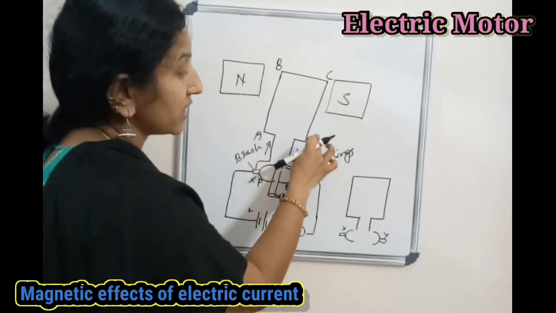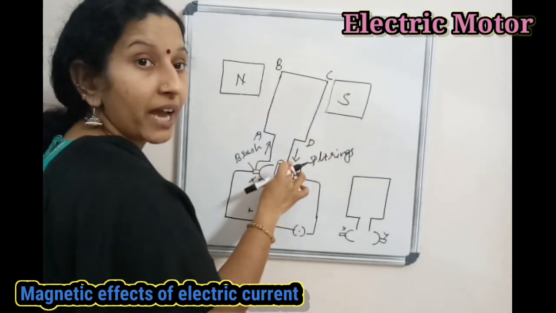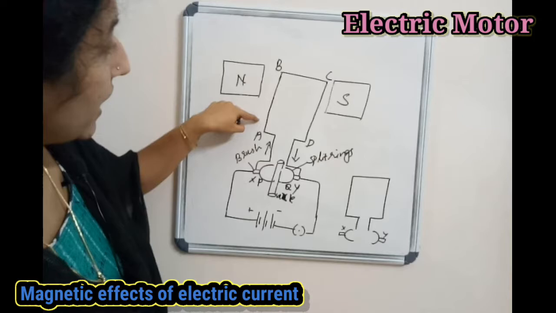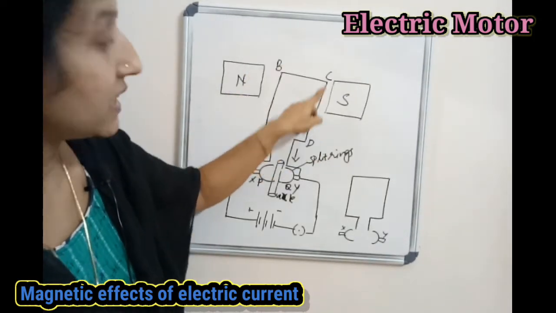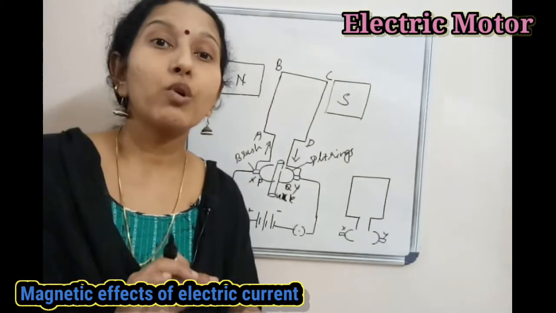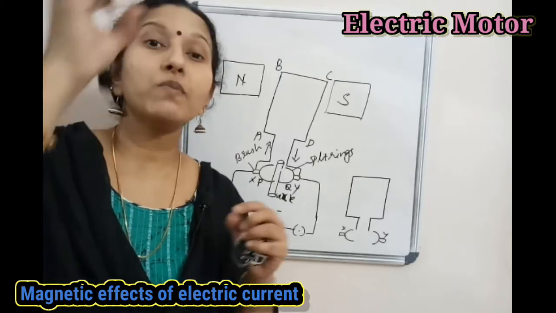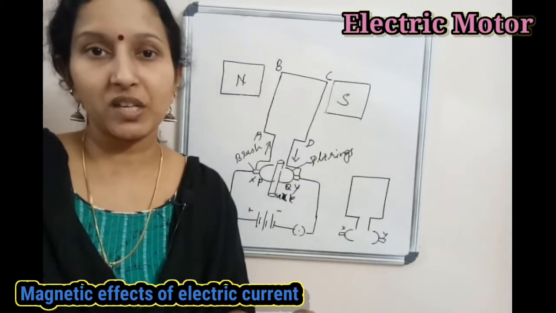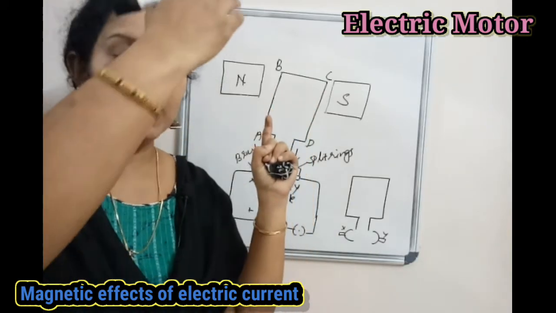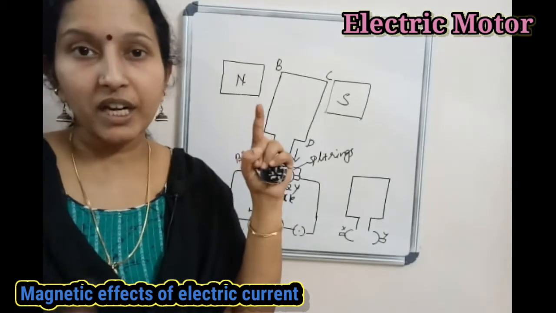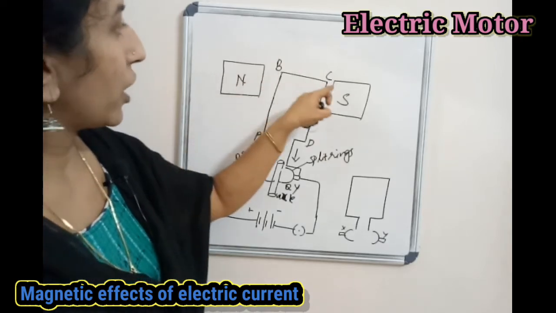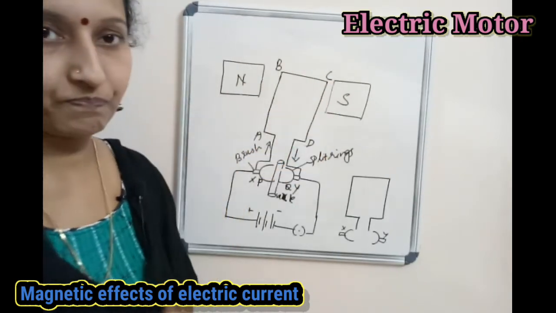And what about arm CD? It is a downward arrow. A downward arrow means it is C to D. So the direction of current on arm AB is A to B, and on arm CD it is C to D, which means just opposite to each other. On arm AB the current flows upward, A to B, and on CD it flows downward, C to D.